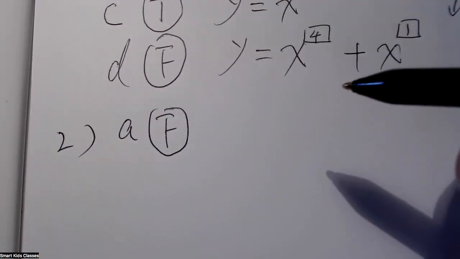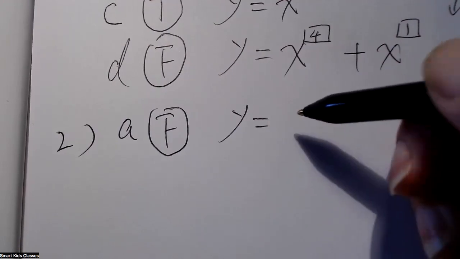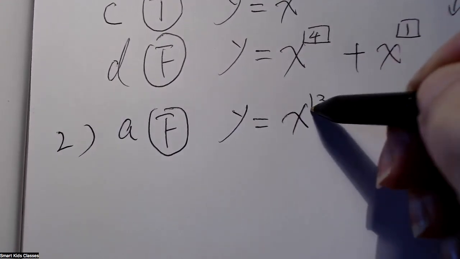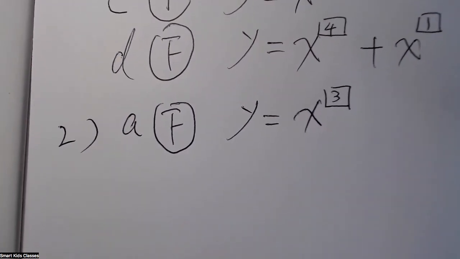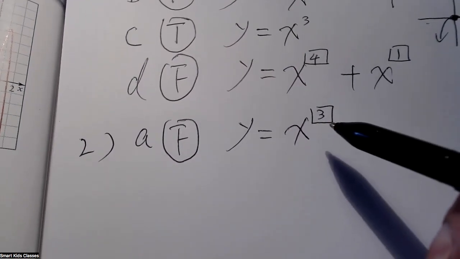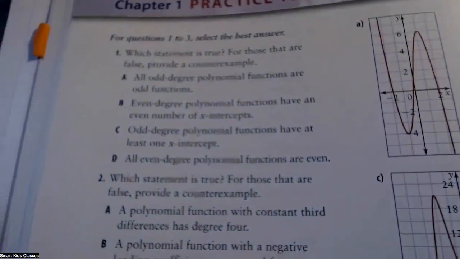We're going to provide an example like y equals x exponent 3. If it's exponent 3, the third difference will be constant, with no change.